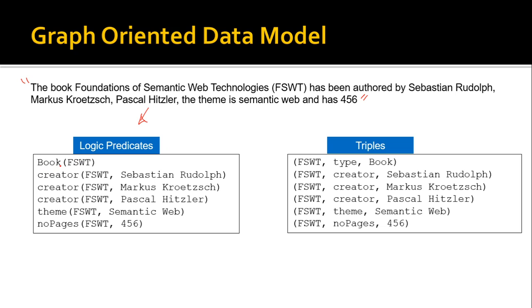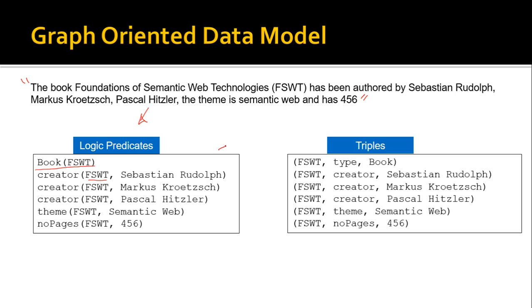So I'm saying that FSWT is an instance of book, so it is a unary predicate, right? The creator of FSWT is Sebastian Rudolph. The creator of FSWT is Markus Krötzsch. The creator of FSWT is Pascal Hitzler, right? And the theme of FSWT is semantic web, and FSWT has 456 pages, right?